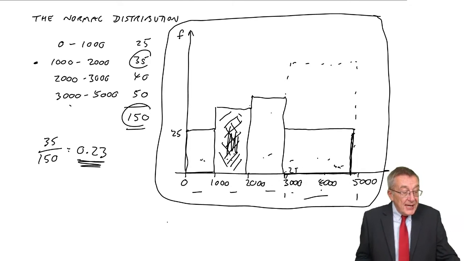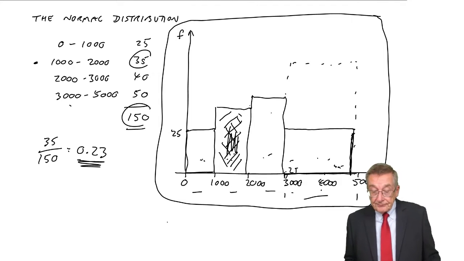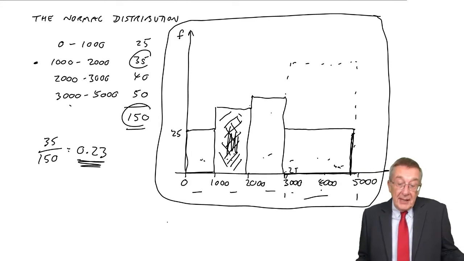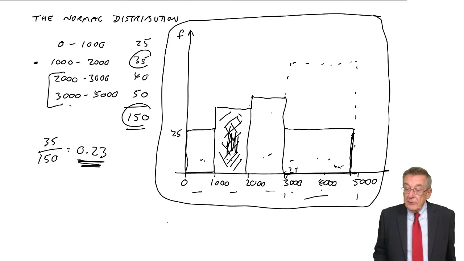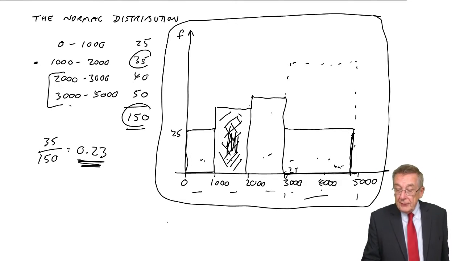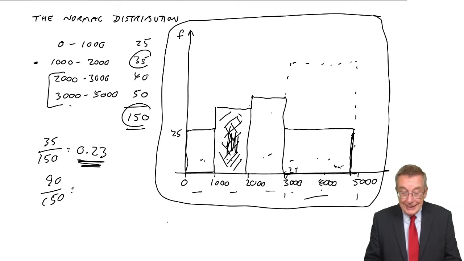And again, C, calculate the probability of a worker earning more than 2,000. Well, again, with the table, easy. More than 2,000 is 40 for 2 to 3, and 50 for 3 to 5. So a total of 90 out of 150.